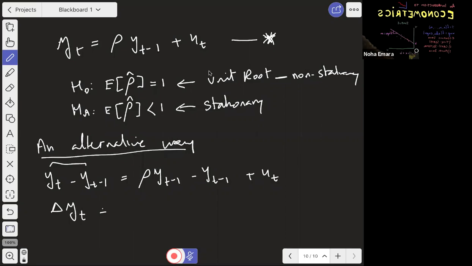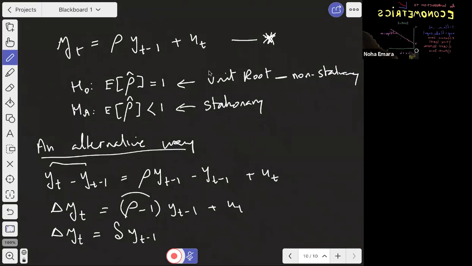How about this one? I can take a common factor: rho minus 1 times Yt-1 plus Ut. So you just rewrote your model. You can just rename the coefficient. You can call this one whatever, any coefficient, delta for example, delta Yt-1 plus Ut, where this delta is simply rho minus 1.